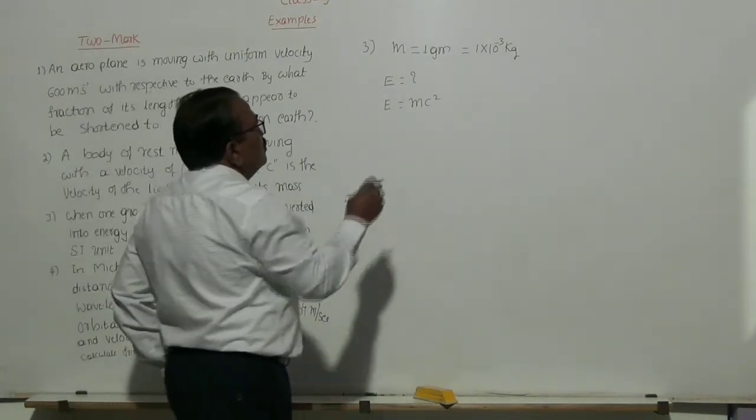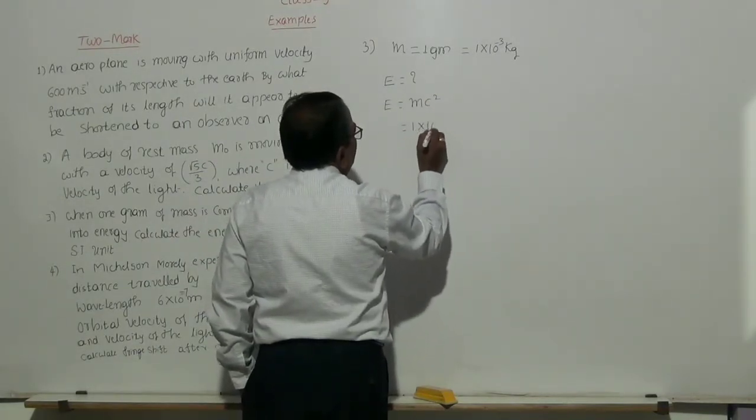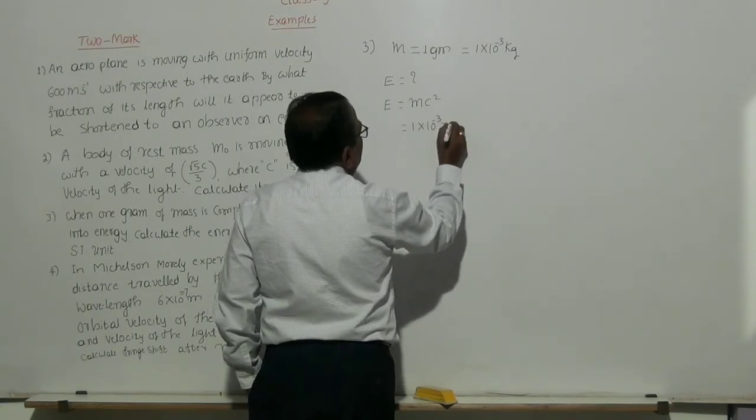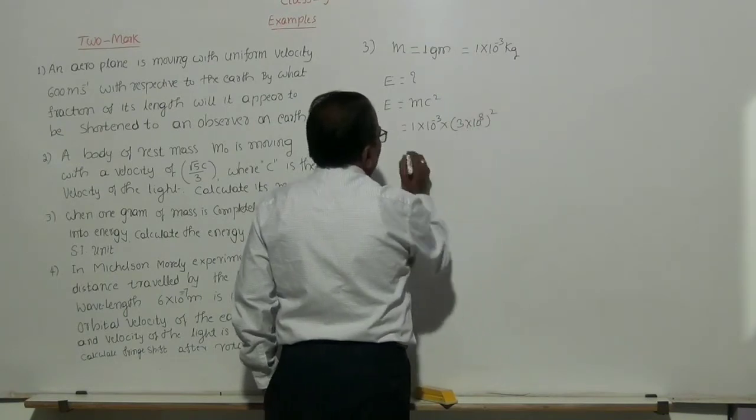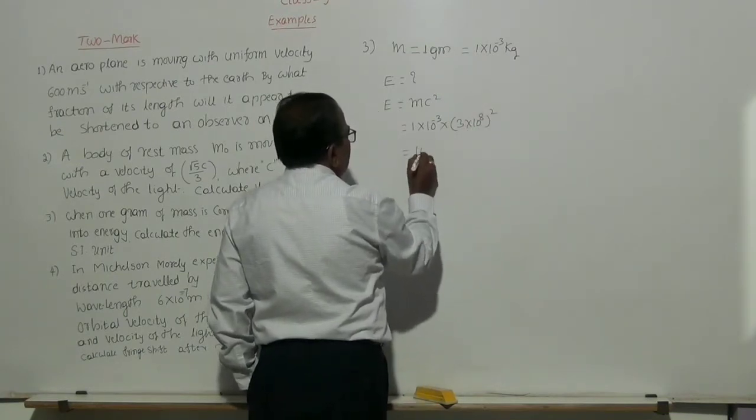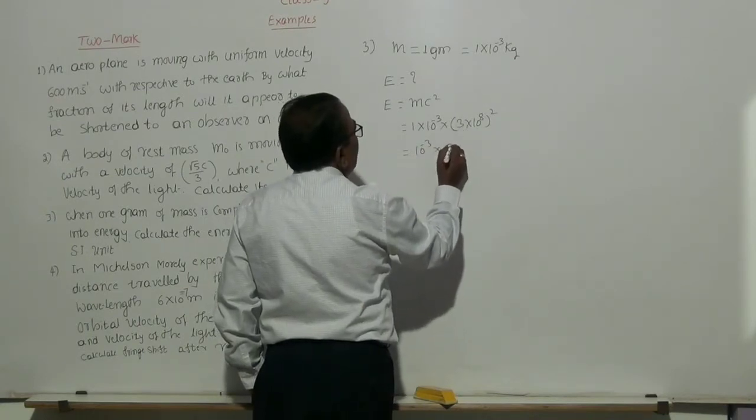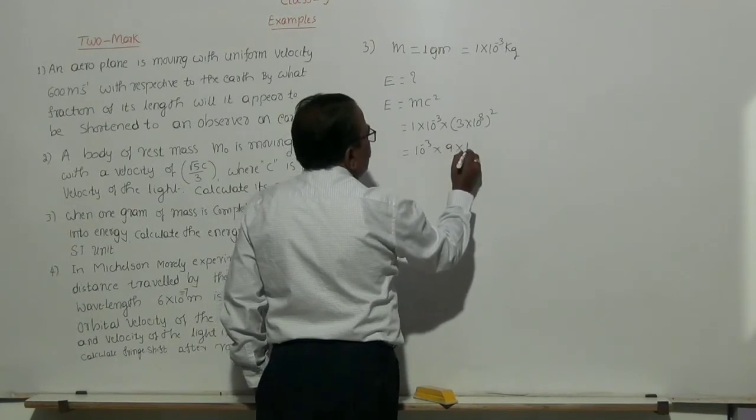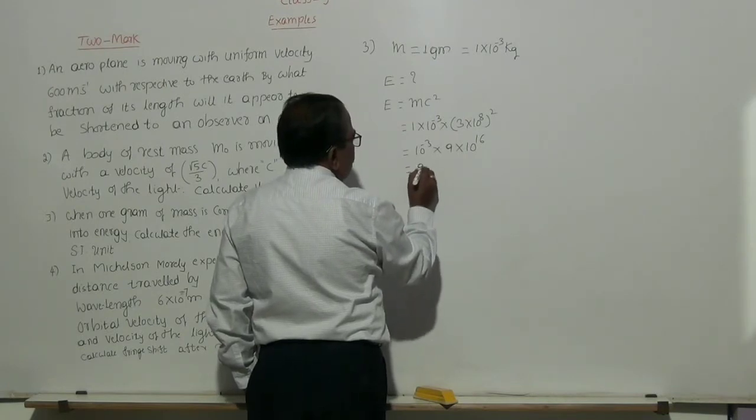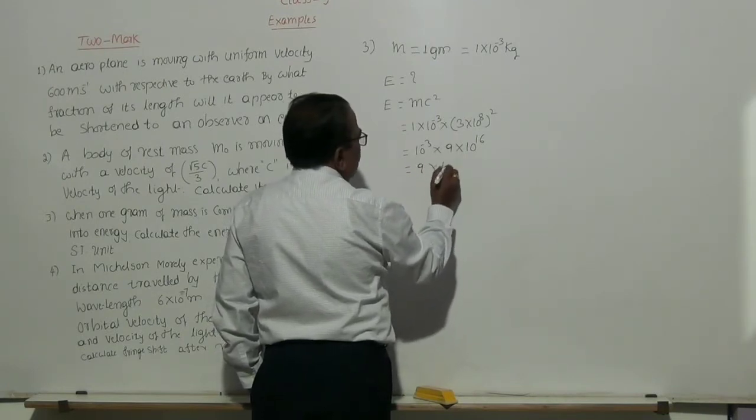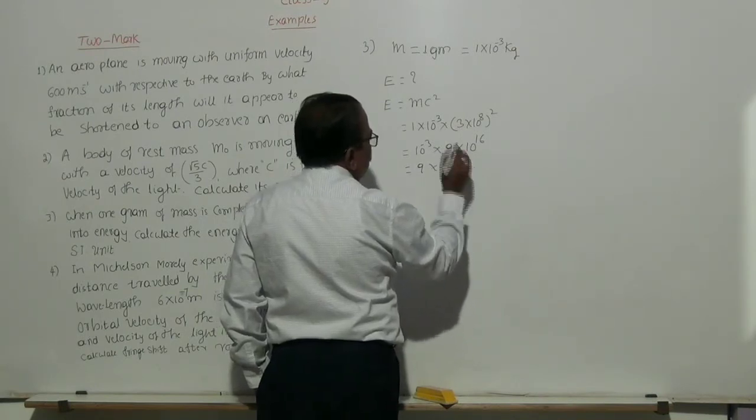M is 1 into 10 raised to minus 3. Again your c, you should know it is 10 raised to 8 whole square. If you simplify this, this is 10 raised to minus 3 into 9 into 10 raised to 16, or this is 9 into 10 raised to 13 joules.